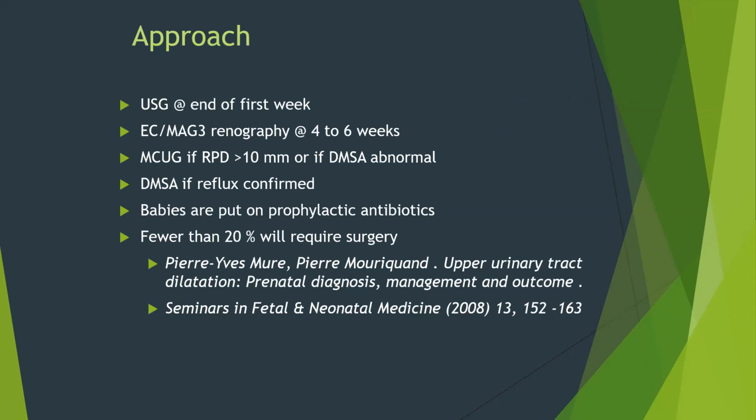So the basic approach is ultrasound at the end of the first week, EC or MAG3 renography at 4 to 6 weeks, MCUG if the RPD is more than 10 mm, or if DMSA is abnormal. DMSA is required if reflux is confirmed, and then the babies are put on prophylactic antibiotics. So only fewer than 20% will require surgery.